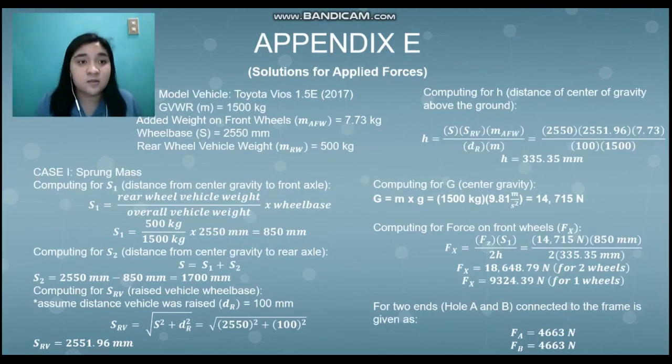So Appendix E, solutions for applied forces. The model we chose is the Toyota Vios 2017, and the GVWR of the Toyota is 1,500 kilograms, and then added weight on front wheels is 7.73 kilograms, the wheelbase 2,550 millimeters, and the rear wheel vehicle weight, which is 500 kilograms. So for case 1, the sprung mass, to be able to compute S1, the distance from center of gravity to front axle, based from the given values we have before, we can just substitute it to the equation, and then we'll be able to get the value of S1 of 850 millimeters.